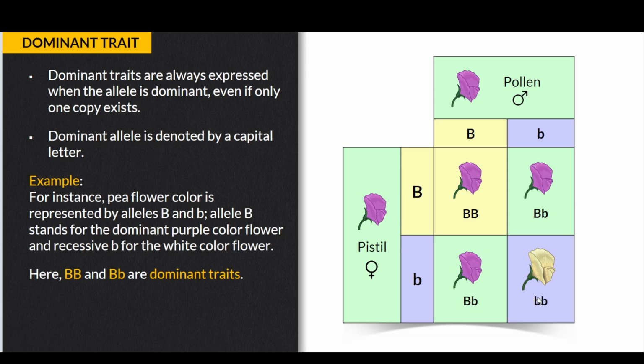But here both are recessive, so a recessive allele will show its effect only if both of them are recessive. Clear? Good. This recessive trait can show its effect in the coming generation. Like you can see here, this was purple, still it had a recessive white allele. It showed its effect here, right?